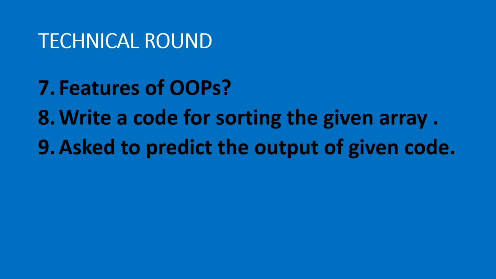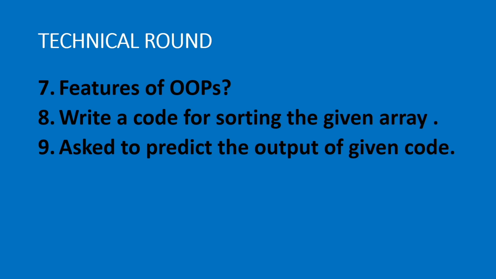And then she was asked to tell about the features of OOPS, object oriented programming, like features like abstraction, polymorphism, encapsulation, and inheritance. And then she was asked to code a program for sorting the given array. She was asked to execute the program in the online compiler itself. She executed it using bubble sort, and the time complexity for the bubble sort will be order of n square. So a few of the interviewers might also ask to optimize the code, but here the interviewer had accepted the code with order of n square complexity.